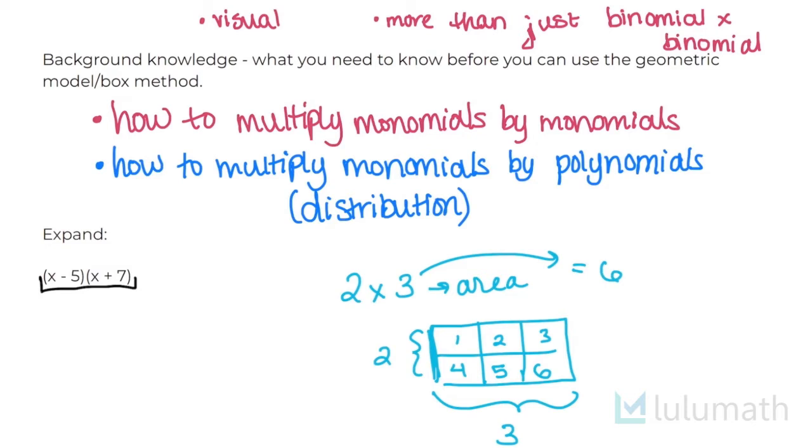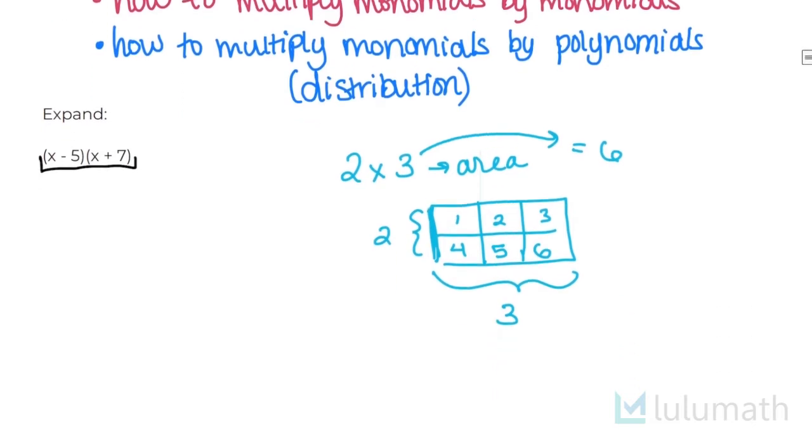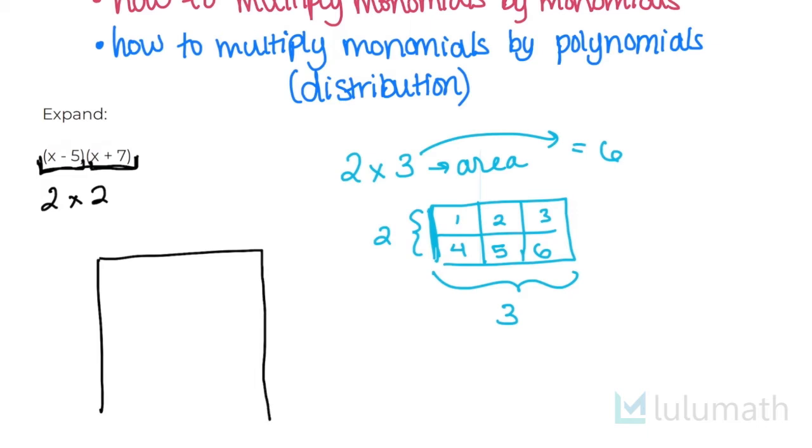So what does that mean? Well, why are we even talking about this basic concept? Well, if you were to take that concept and apply it to algebra, it makes the algebra a lot easier. So if you notice here, this is a binomial, so it's 2 terms by another binomial, so another 2 terms. So we could make this right here into a 2 by 2 geometric model.